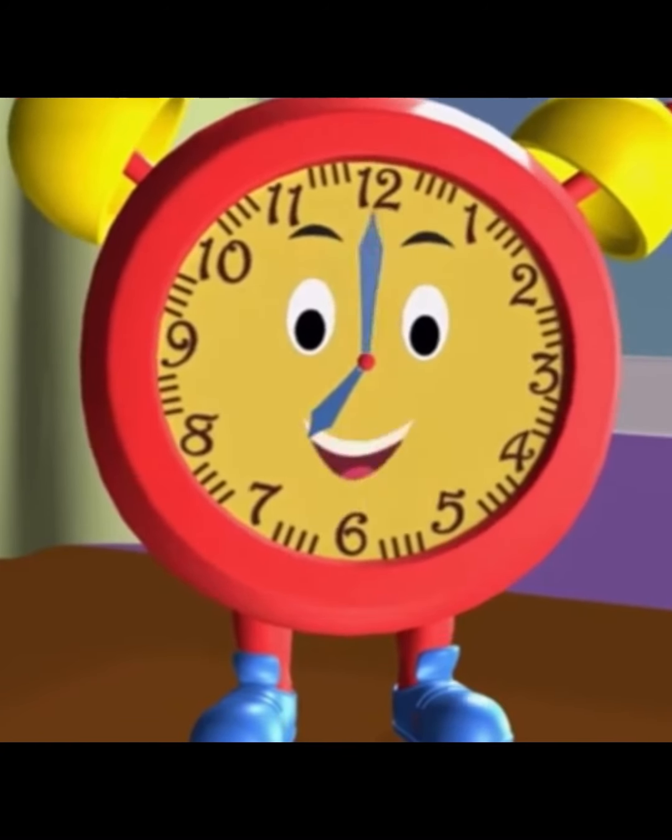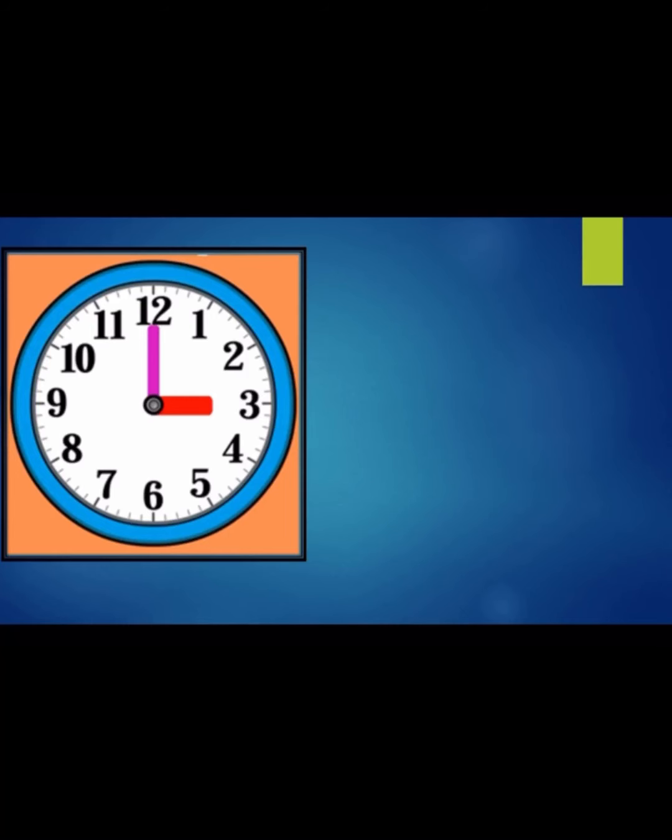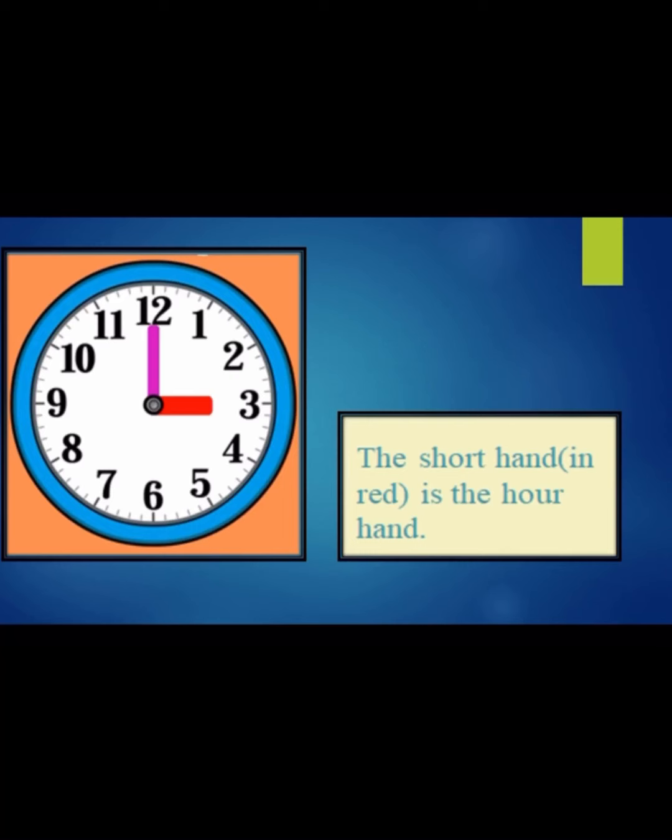So, one of my hands is the shortest hand and the other hand is longer than that. Let's talk about the shortest hand, that is the red color hand. My shortest hand is the hour hand. It moves slowly and it shows the hour. A day has 24 hours. So the hour hand completes one round in 12 hours and two rounds in 24 hours.